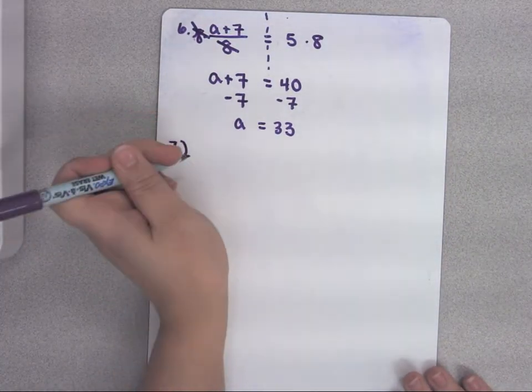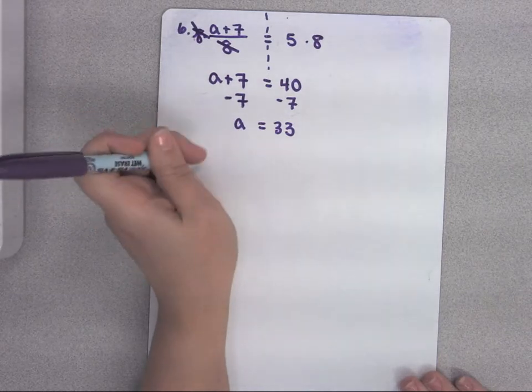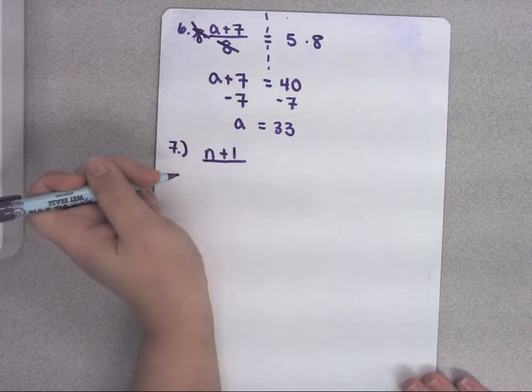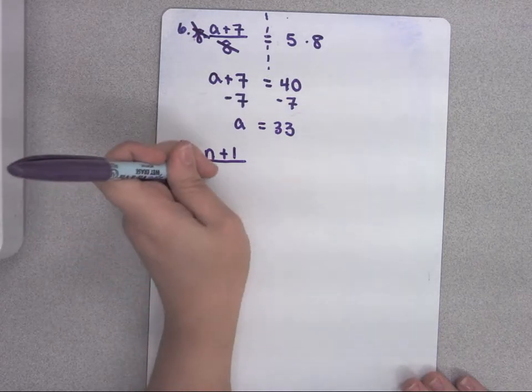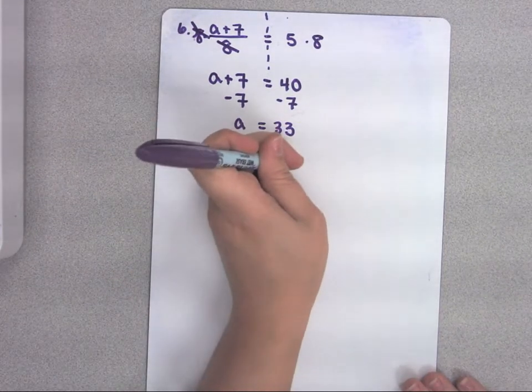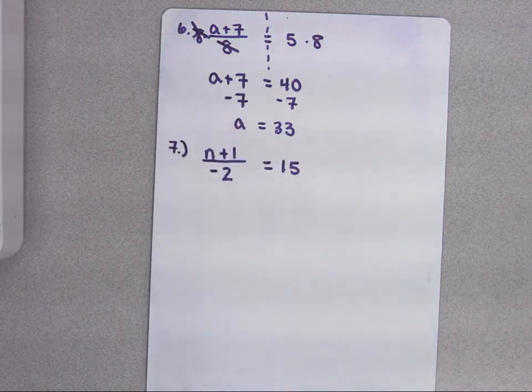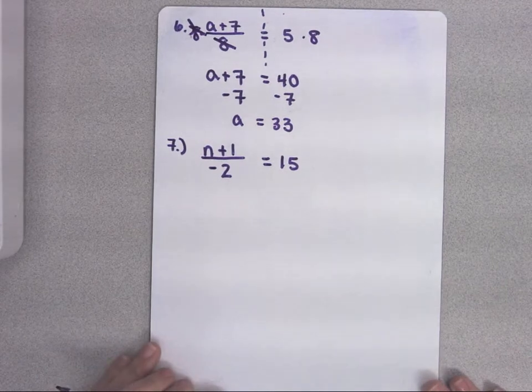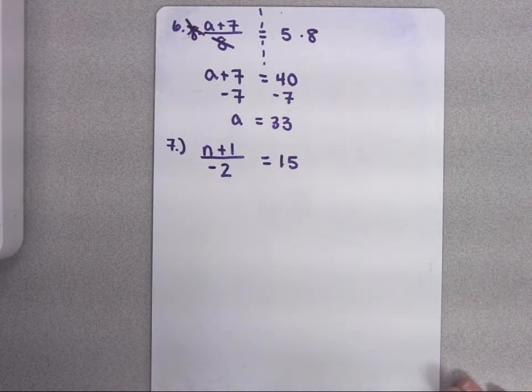Okay, number 7, here's another kind. Top of the fraction is going to have n plus 1. Bottom of the fraction, negative 2. Then equals 15. You think you can do this without me? Okay. I'll freeze it. You do it. We'll check and see if our answers are the same. Pay attention to your negative signs.